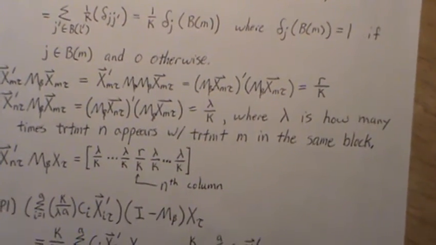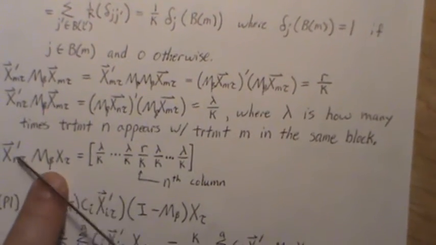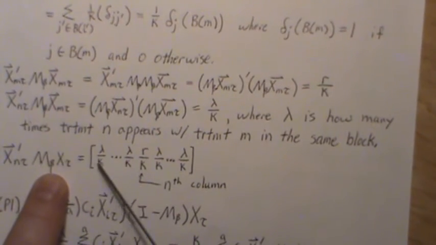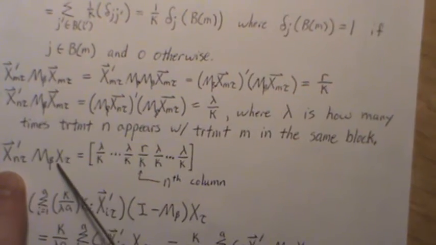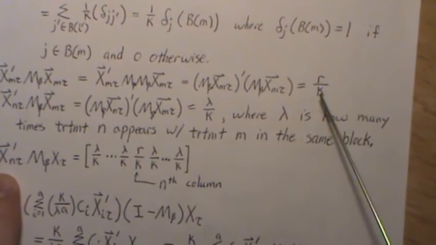So when we look at this vector, this column of tau times m times x tau, we end up with a matrix, right? So if we just look at the first column, column 1, it tells us that we're going to get lambda k. And it's going to be lambda k each time until we get to the nth column of this matrix, and then it's going to be rk.